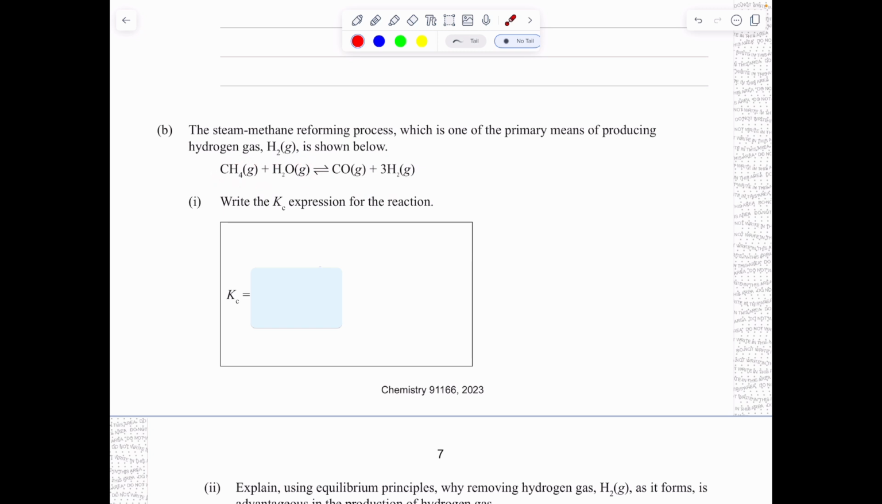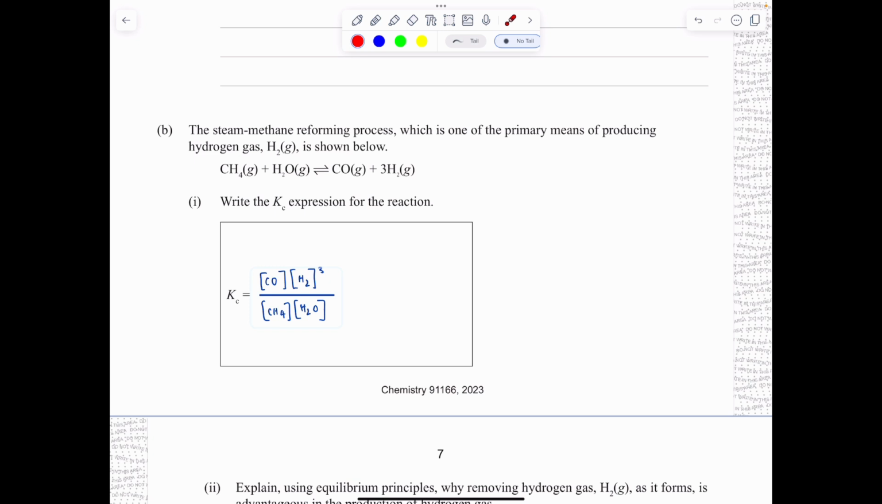And so the expression goes something like this. We've got the products at the top of the fraction, and then we've got the reactants at the bottom of the fraction. So it's products over reactants. For the products, we've got CO over here, and because it's a gas, we can always include gases in the equation, but we cannot include pure solids.